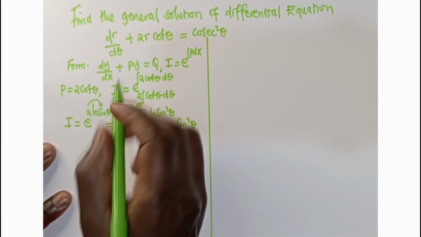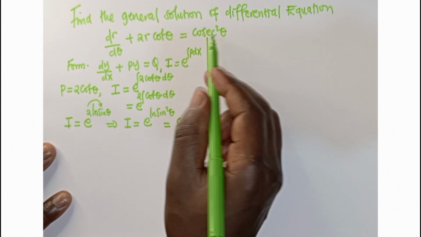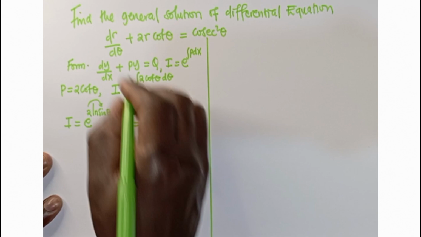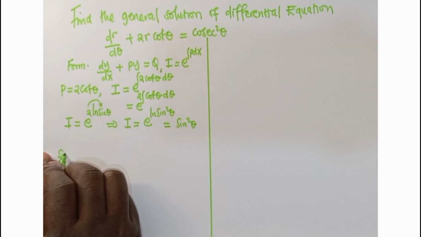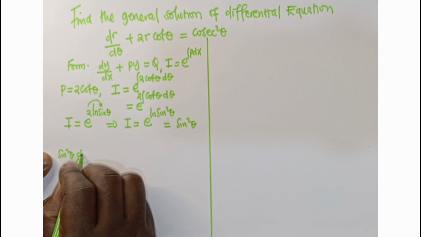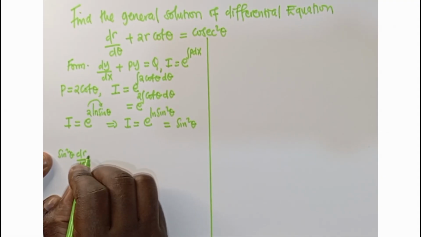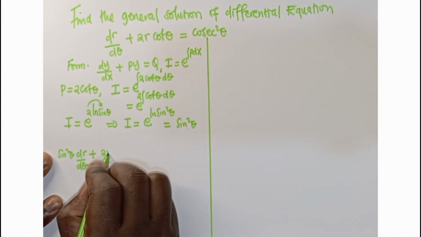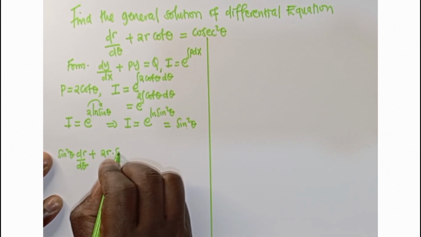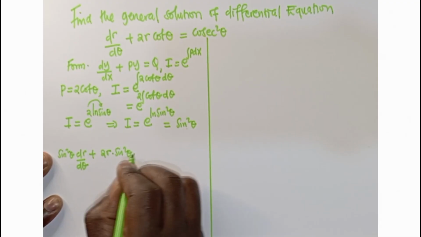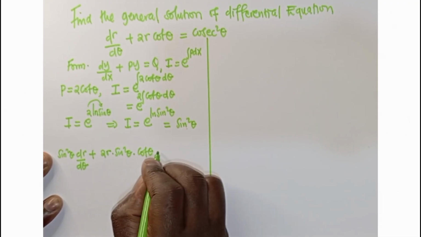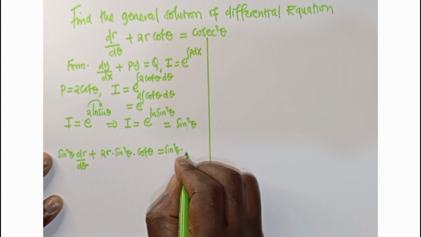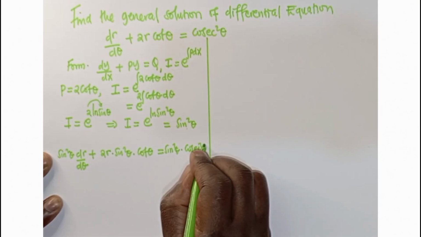Now this sin squared θ, we are going to multiply throughout the equation. So multiplying this throughout, we shall have sin squared θ dr/dθ plus 2r times sin squared θ times cot θ is equal to, on this side, sin squared θ times cosec squared θ.